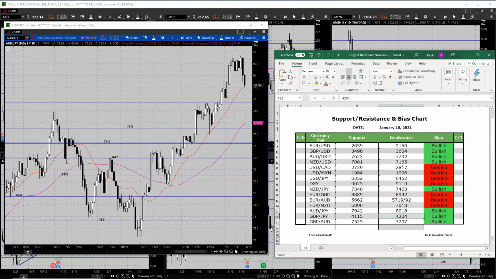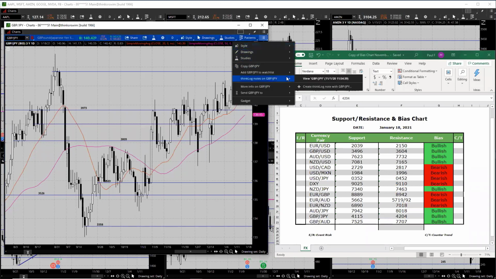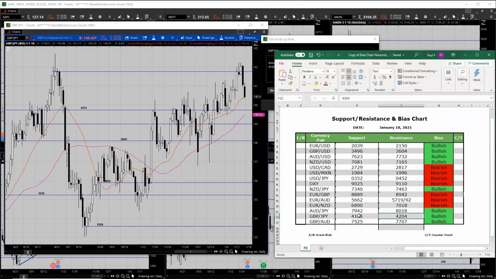Onto the guppy. The guppy posted a reversal on Friday. Resistance will be 41.58, with immediate support at 40.75, followed by 40.22. Well, you can see here we've pretty much made a good run down here, so it's going to be 40.22.